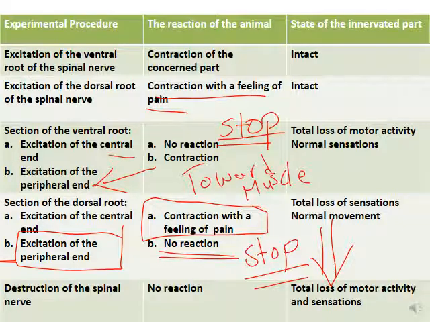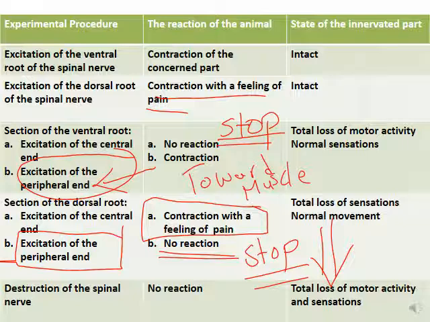While after excitation of the peripheral end, we have contraction and we have normal sensations, meaning that it moves toward the muscle in the ventral root. So it moves in a centrifugal direction in the motor ventral root. Why did we say motor? Because it has a motor function.